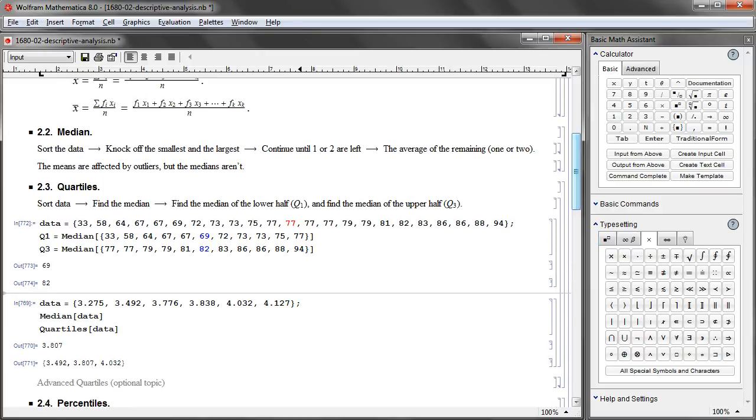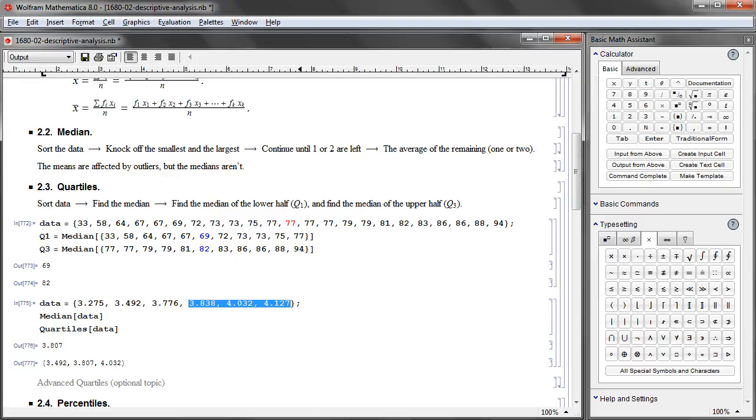What if you begin with an even number of points to begin with, kind of like this? Well, let's see. Take the median and throw away smallest, largest, smallest, largest, and then you're going to get these 2 numbers. And the average of those 2, the middle of those 2, will be the median, and that's 3.807 here. And 3.807 belongs to the middle of those 2 numbers. So excluding that, these 3 numbers are the lower half, 3.275, 3.492, and so on. And get the median of those 3 numbers, which is what? 3.492. That is Q1.